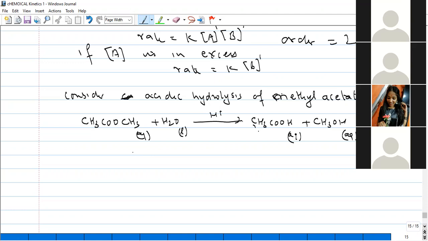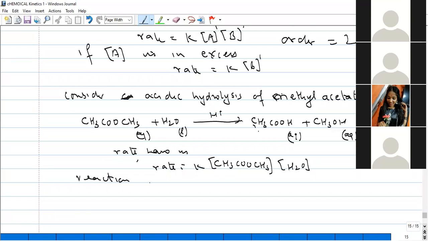The rate law of this reaction is rate is equal to K times the concentration of methyl acetate and water. So the reaction is expected to be second order.